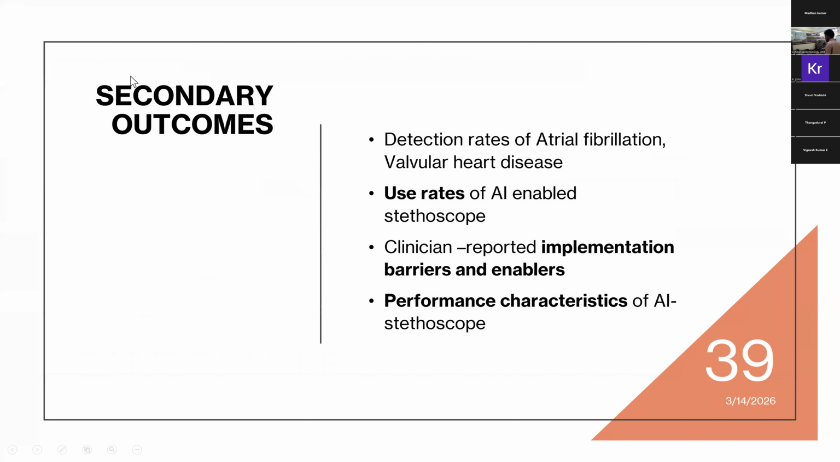The secondary outcomes that the study wanted to find were the detection rates of atrial fibrillation and valvular heart disease, the use rates of the AI-enabled stethoscope, and what the barriers and enablers of utilizing the AI-based stethoscope in routine practice are, and to find out the diagnostic accuracies of an AI-based stethoscope in clinical practice.